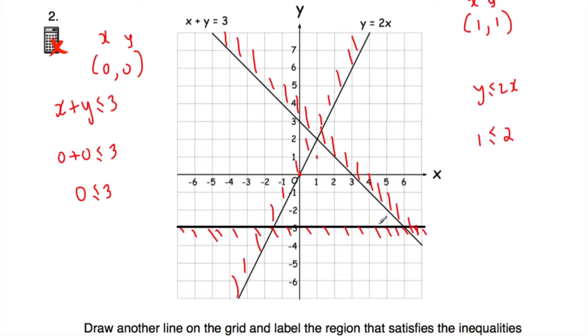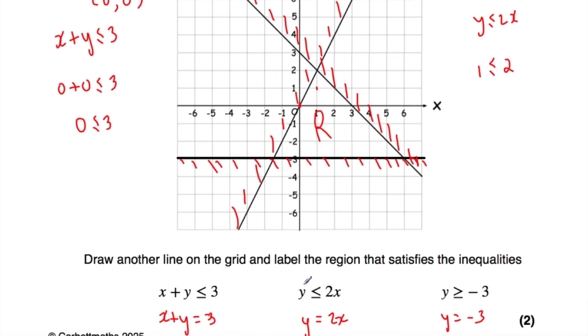And as you can see here, we're left with this region here. We've got this triangular region where all the points in that region or on the perimeter of that little triangle would work. And that's it. So I'm going to label that with an R. That's it, because the question just said to label the region. So I'm going to label that region with an R.